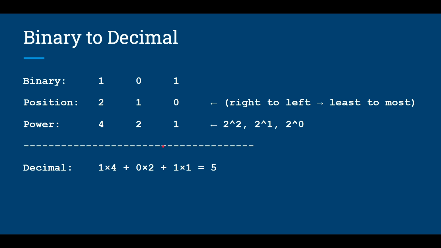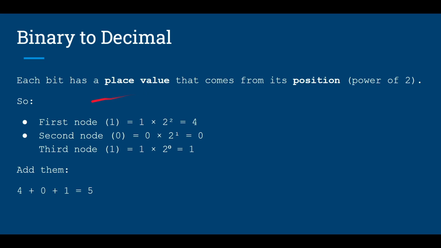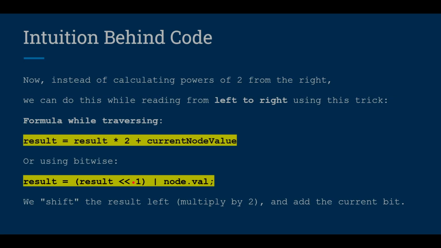But think how we are thinking. When we talk about the position, we read like this, and when we talk about the binary, we read like this. So for binary to decimal, each bit has a place value that comes from its position, that is a power of 2. We multiply each bit by the power of 2 for its position, and these places give you the power of 2. And so we get the value: from the first node you get 4, the second node this, and then this, and you add them to get the value.